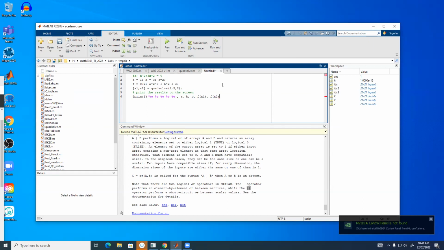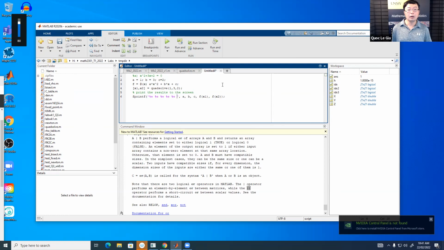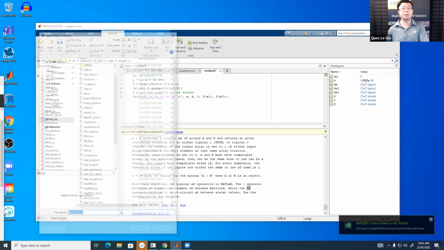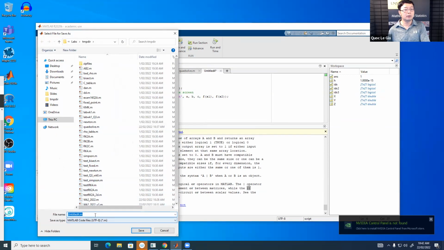Okay, so then this one will print out. So maybe I make a new line. Yeah, so I make a new line here. Okay, so now if I run it, well, I have to save it first. I'll run it and then it asks me to save it. So save as quad test, yeah, quad test .m.